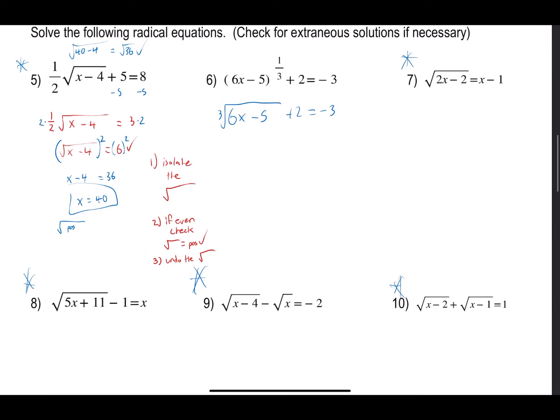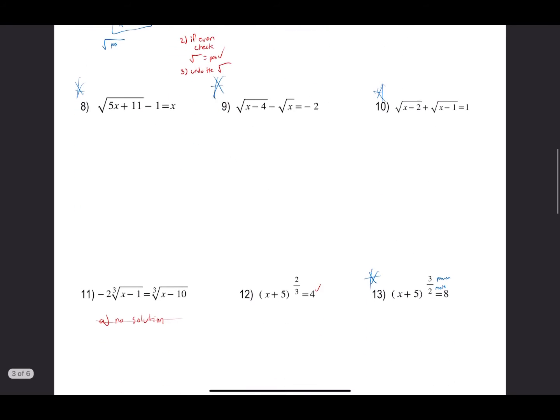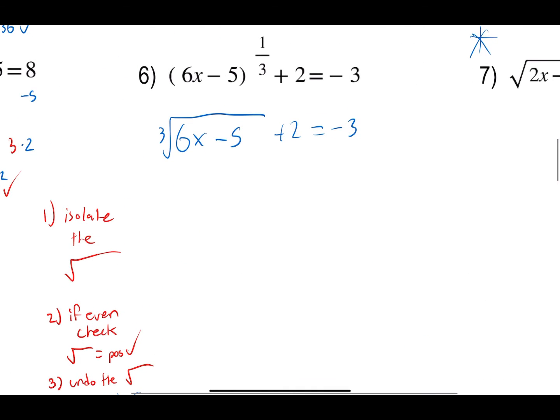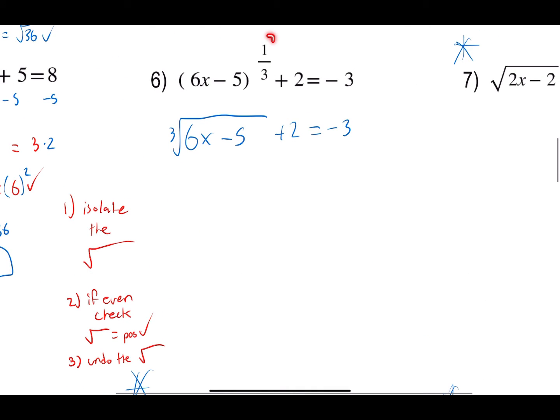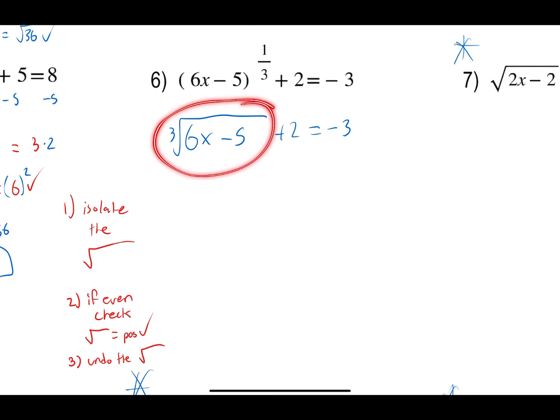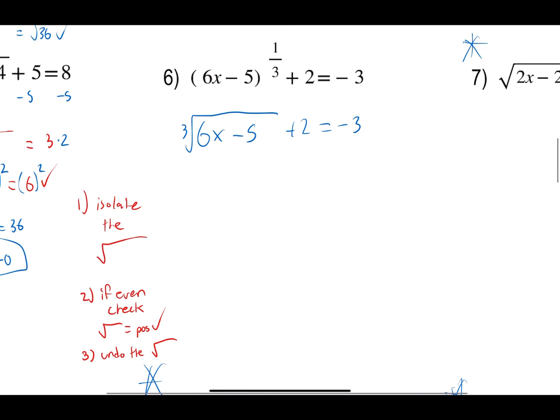All right, number 6. I'm just going to keep going from here and timestamp these. So if you're looking for a particular problem, just skip ahead. Number 6. We saw that the 1/3 power is the cube root. If it helps you to write it as the cube root, do so. At least then you know that this whole parentheses is underneath the cube root attached to this 1/3 power. And the same rules apply. Isolate the radical. In this case, this plus 2 needs to go.